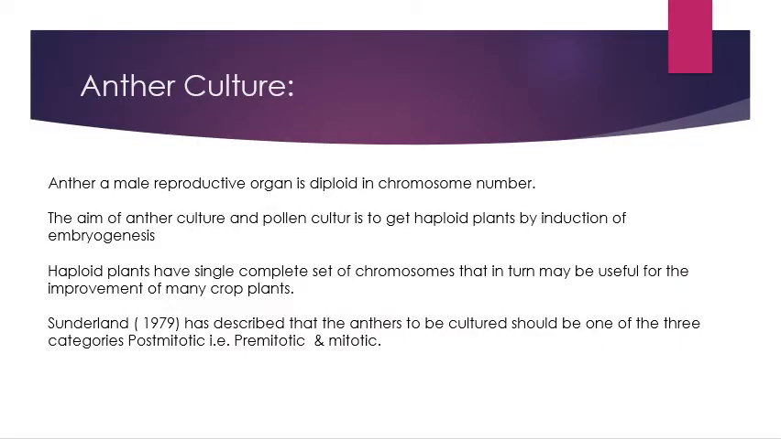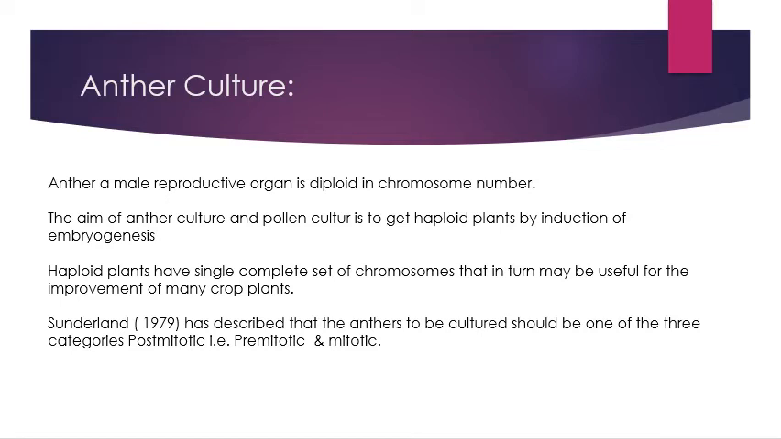Anther culture. Second, anther culture. Anther, a male reproductive organ, is diploid in chromosome number. The aim of anther culture and pollen culture is to get haploid plants by induction of embryogenesis. Haploid plants have a single complete set of chromosomes that in turn may be useful for the improvement of many crop plants.